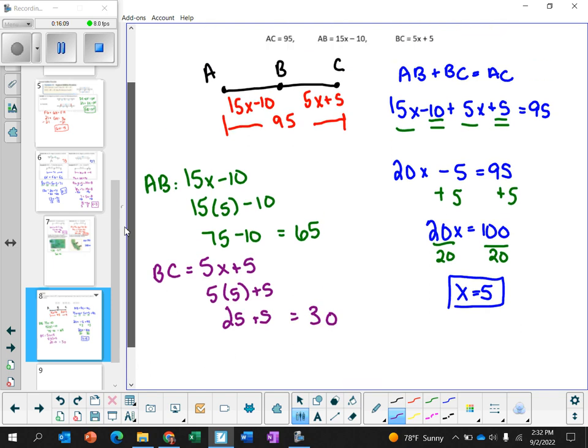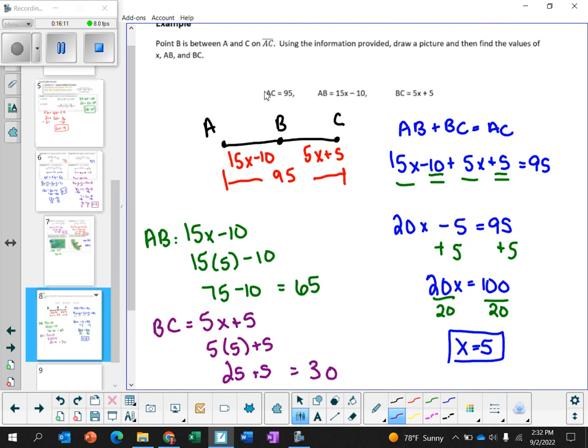And let's just double check this. We know together AC had to be 95. 65 + 30 is in fact 95. So we are correct. And that is section 1.2.